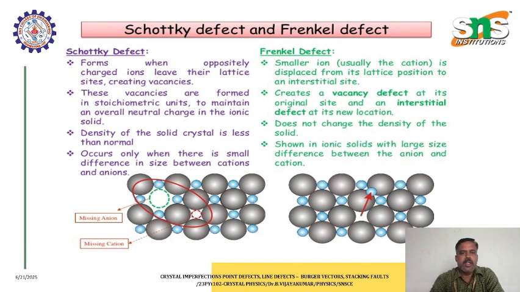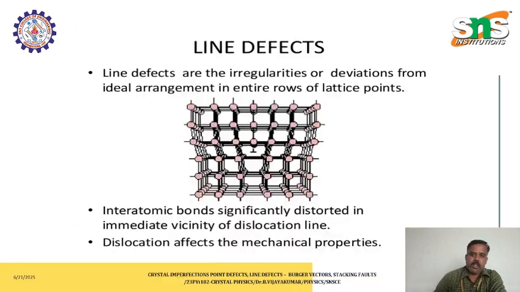So this is the difference between Schottky defect and Frenkel defect. The Schottky defect mainly concerns charge, as we discussed. The charge distribution is smooth, so it definitely affects the charge of the crystal. In the Frenkel defect, small charges are interchanged inside the crystal. It does not affect the charge of the crystal.